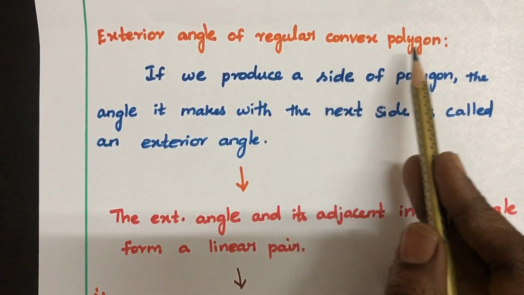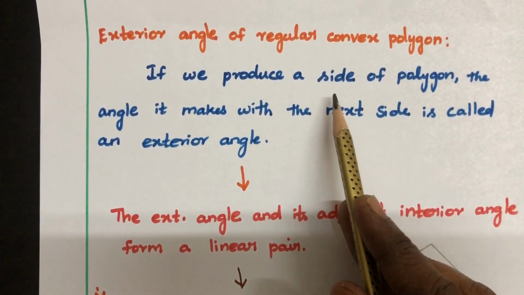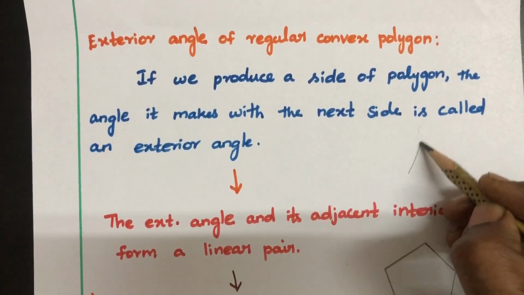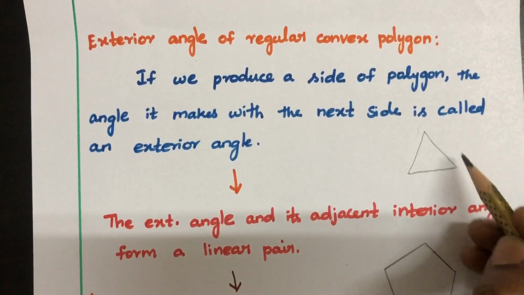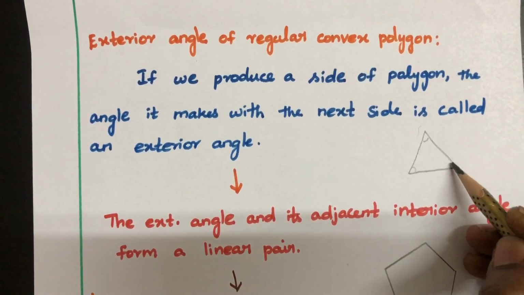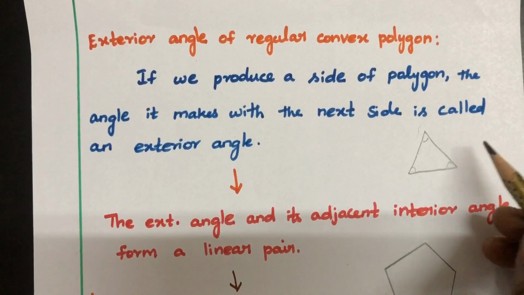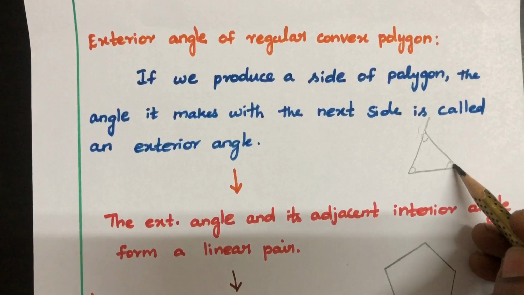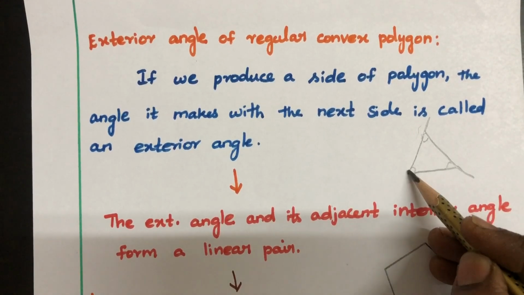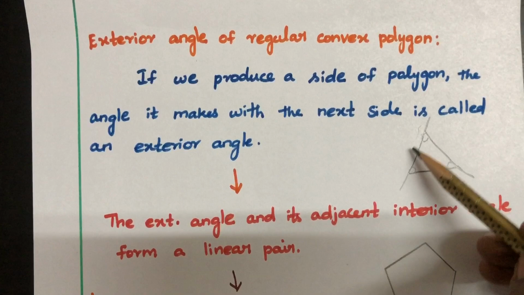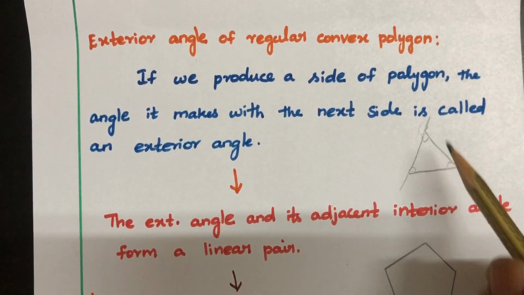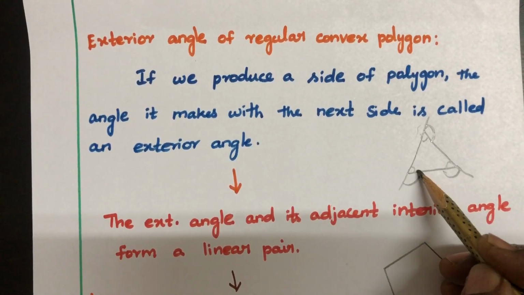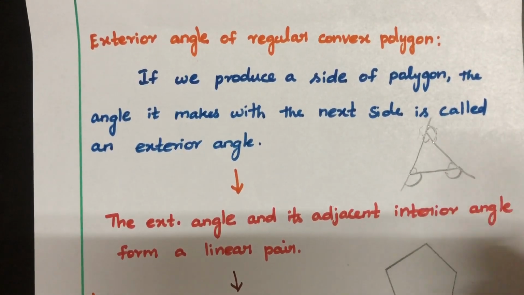Exterior angle of a regular convex polygon. If we produce a side of a polygon, the angle it makes with the next side is called an exterior angle. See, this is a triangle, right? You know very well these are all interior angles of the polygon. So these are all called interior angles. If you produce, that means if you extend the lines like this, see here. If we produce a side of a polygon, the angle it makes with the next side is called an exterior angle. These are all called exterior angles. Clear? These are all exterior angles.